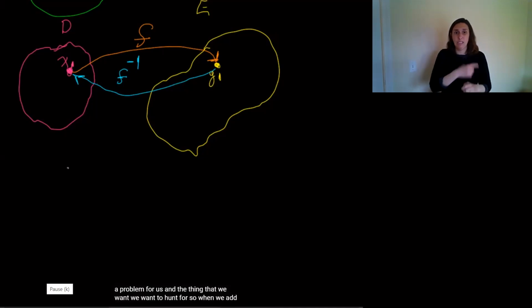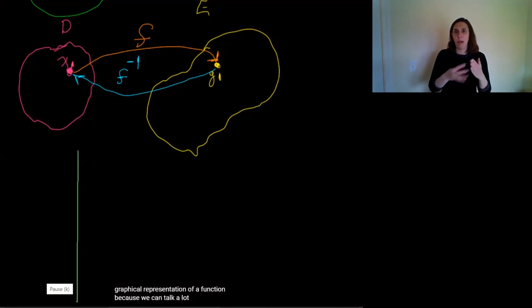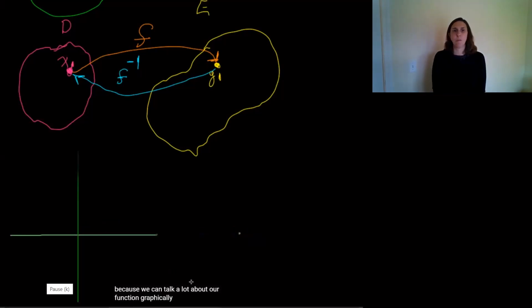So when we had functions, let me use a different color scheme here. When we had functions, I'll do a graphical representation of a function because we can talk a lot about our function graphically. And give me a second to draw the function of my discontent here.